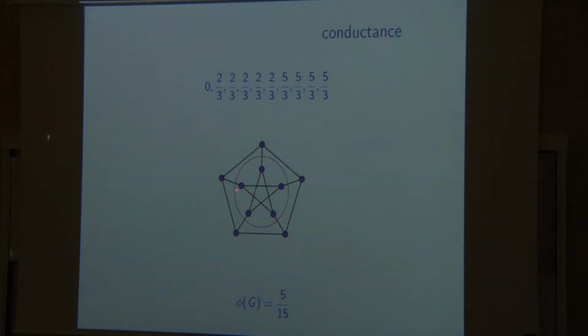Turns out that the best set in terms of ratio of outgoing edges to sum of degrees is something like this, and the sum of the degrees is 15, the number of outgoing edges is 5. In a regular graph, the conductance of a set of vertices is also the average over the vertices inside the set of the fraction of neighbors that are outside the set. So here each vertex has one neighbor outside and two neighbors inside. So this fraction is 1/3, which ends up being the conductance.